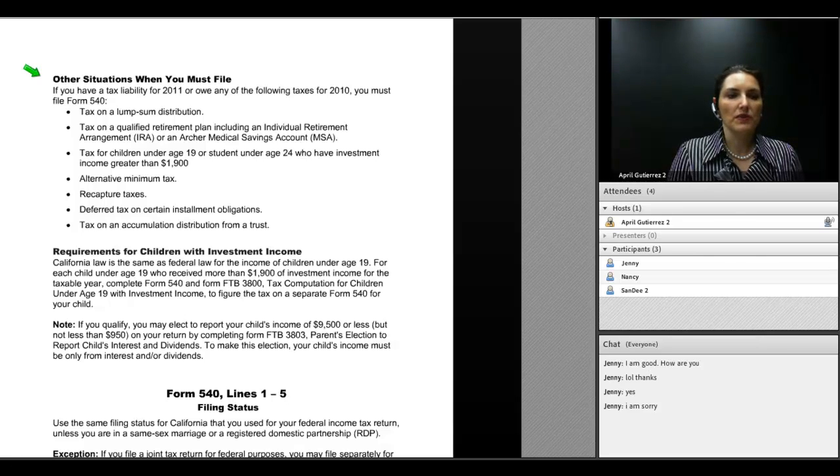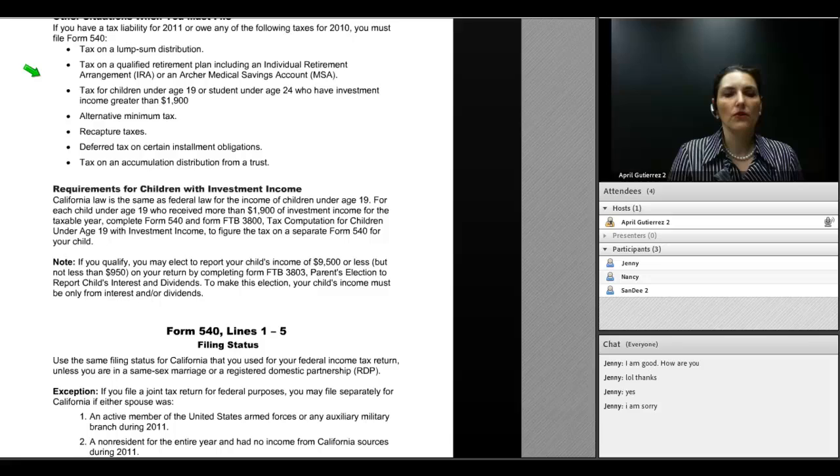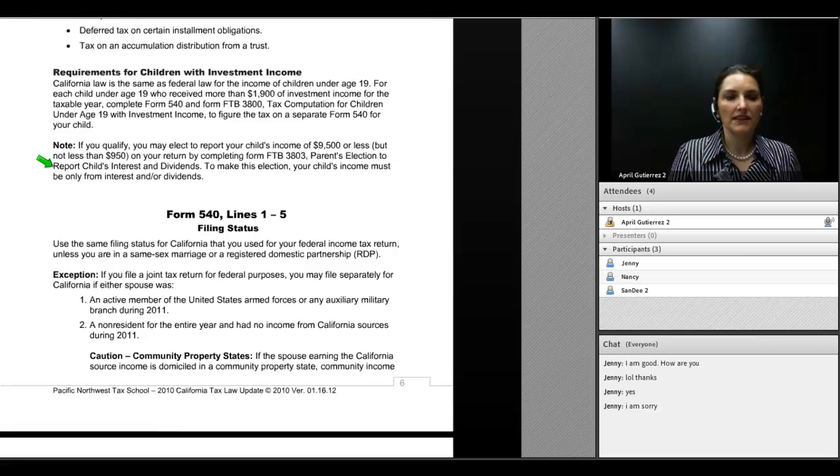So here are the other situations when you must file that are mentioned in step number 3. Firstly, if you have a tax liability for 2011 or owe any of the following taxes for 2011, you must file Form 540. And then we have tax on a lump sum distribution, tax on a qualified retirement plan, including an IRA or an Archer medical savings account, tax for children under age 19 or under age 24 who have investment income greater than $1,900, the alternative minimum tax, recapture taxes, deferred tax on certain installment obligations, and tax on an accumulation distribution from a trust.